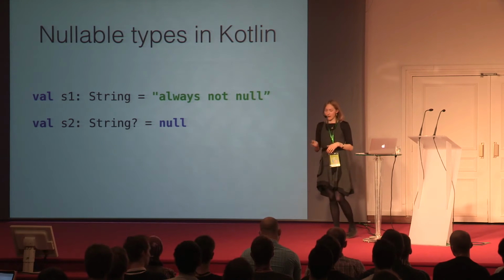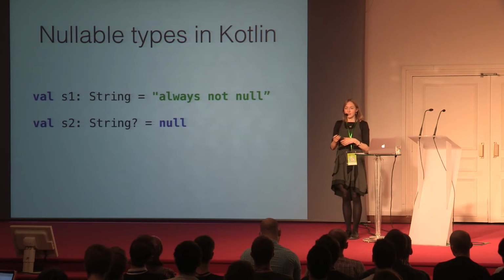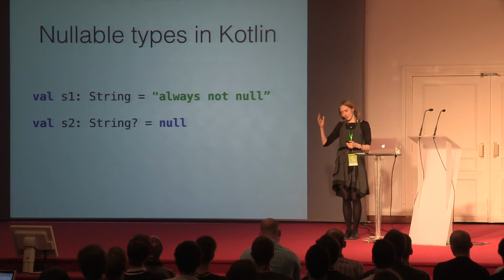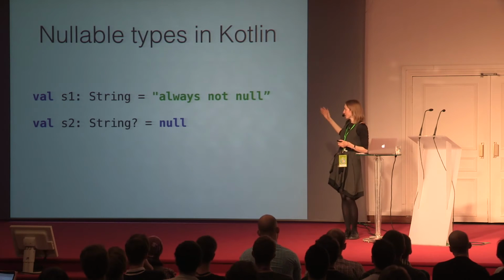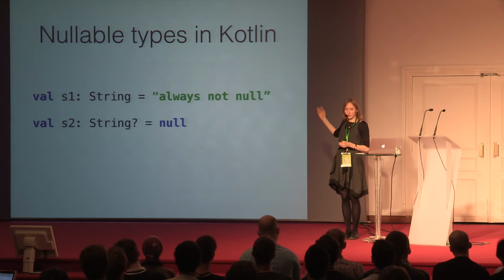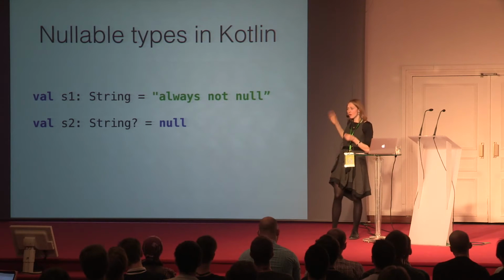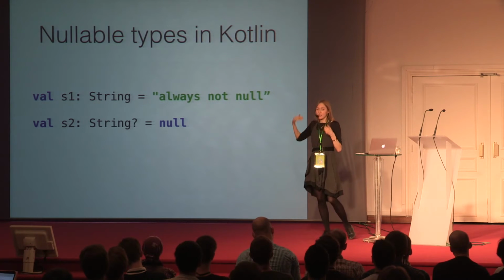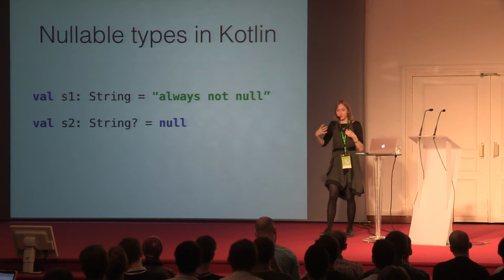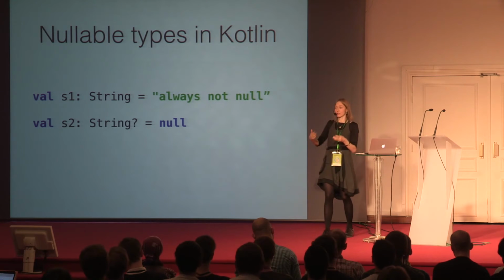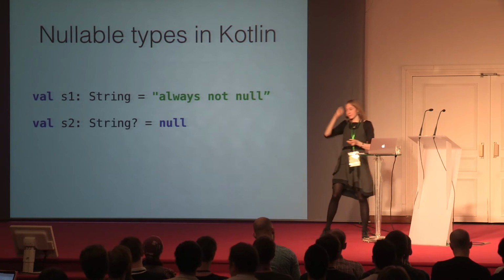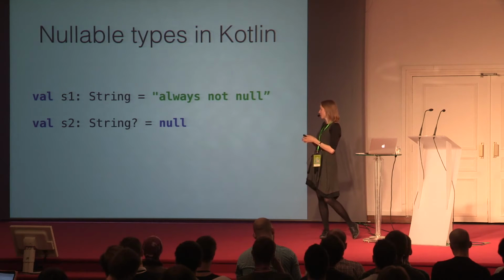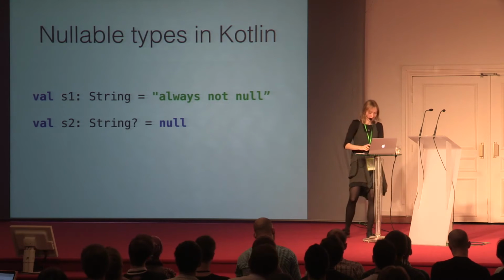So in Kotlin, the usual type that you declare cannot contain a null reference. In a variable of string type, you can store only non-null strings. And if you want to store a null reference in this type, you have to declare it with a question mark. That means a nullable type. Let's see what you can and can't do with nullable types.